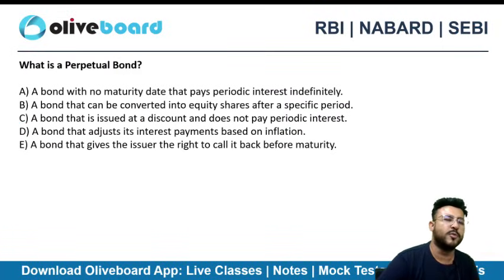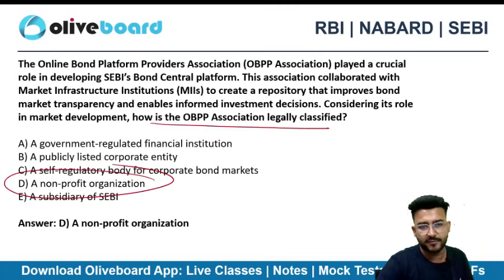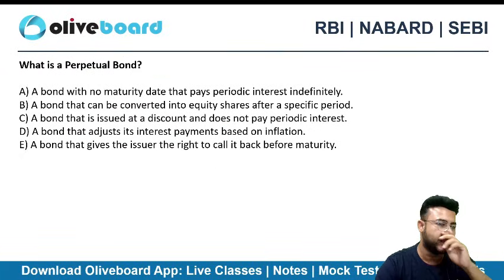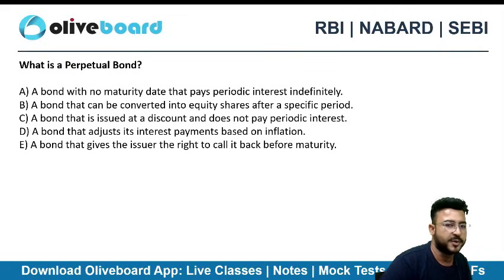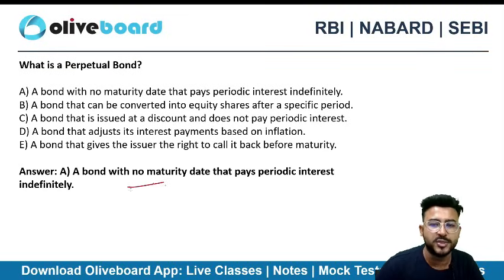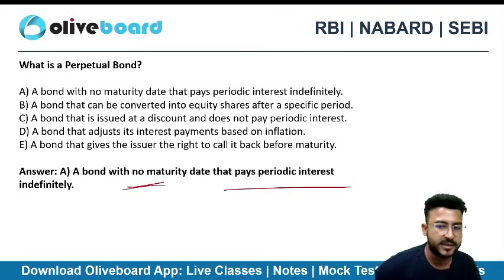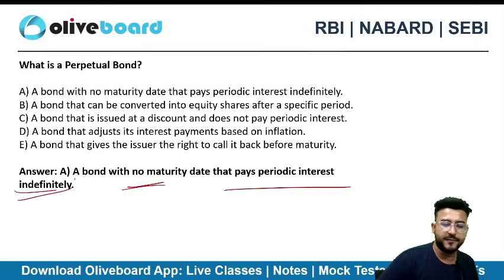What is a perpetual bond? Now this will not be a dynamic portion, but the static portion. I have incorporated MCQs because on the Bond Central website they have given the definitions of some of the bonds, so I have also incorporated questions. So perpetual bonds don't have a maturity. They are paying periodic interest for an indefinite period of time, right?